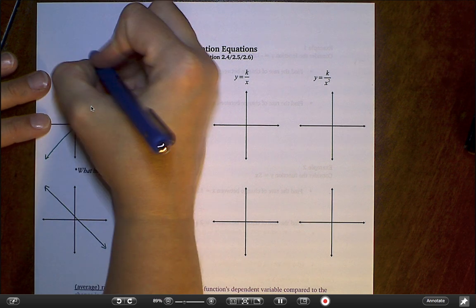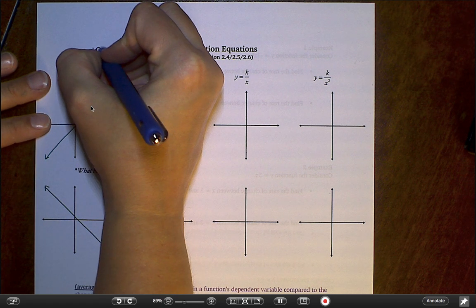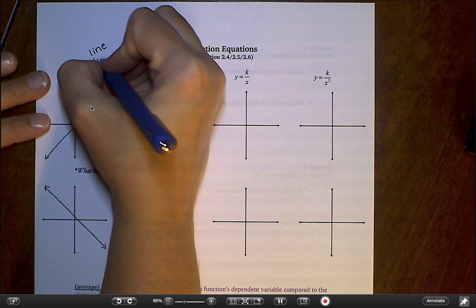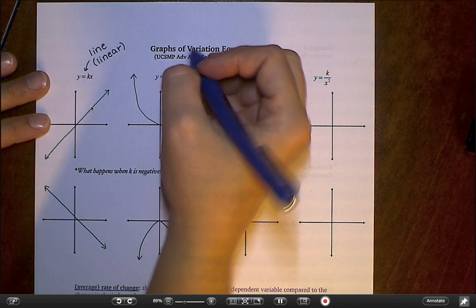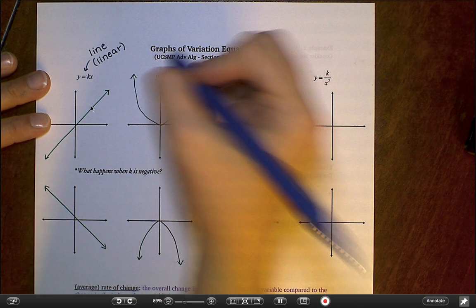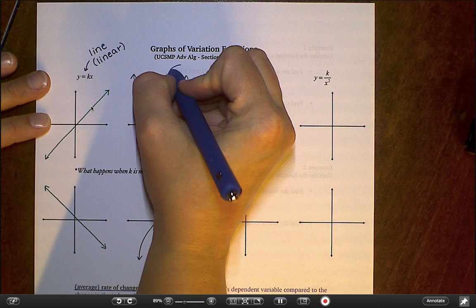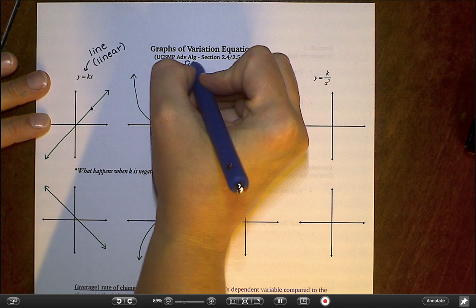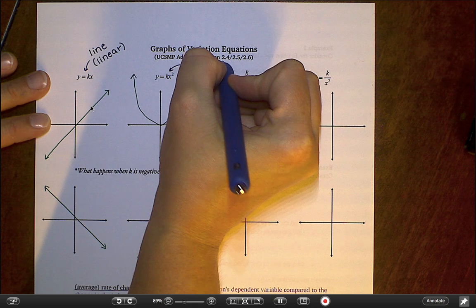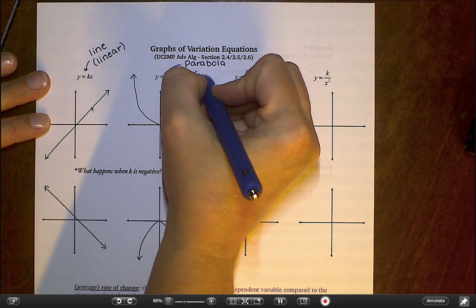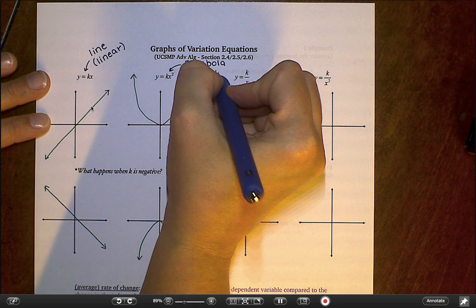This is a line, this is a linear function. And I'll just put linear in here. And this shape here, let's see how I'm going to squeeze this in here. But the shape is called a parabola. The type of equation is called a quadratic. So if I use those words, you'll know what I'm referring to.